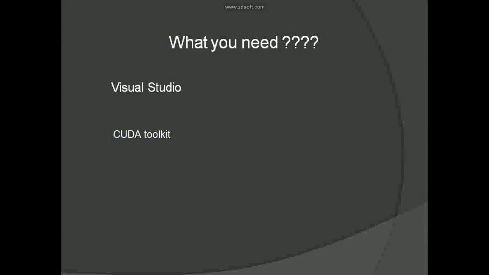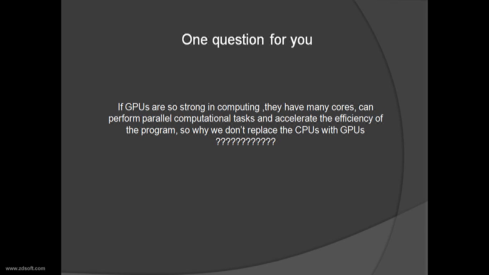One question for you. If GPUs are so strong in computing, they have many cores, can perform parallel computations, can perform parallel computational tasks and accelerate the efficiency of the program, then why don't we replace the CPUs with GPUs?